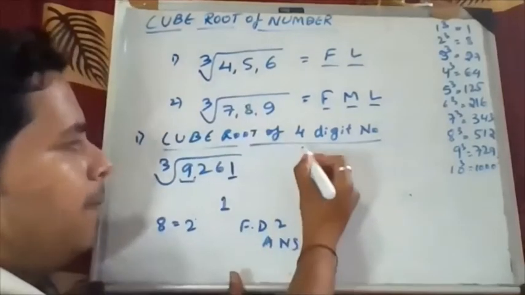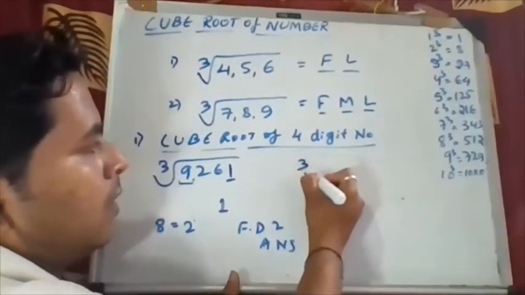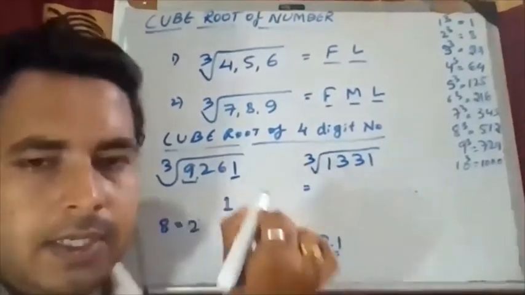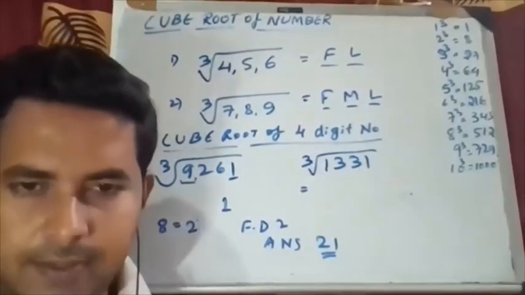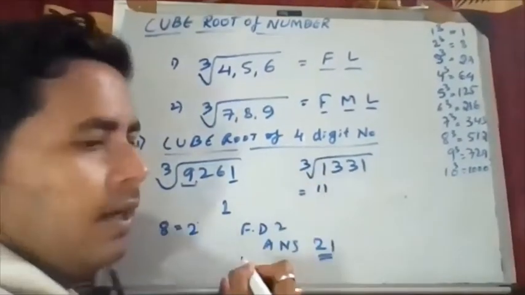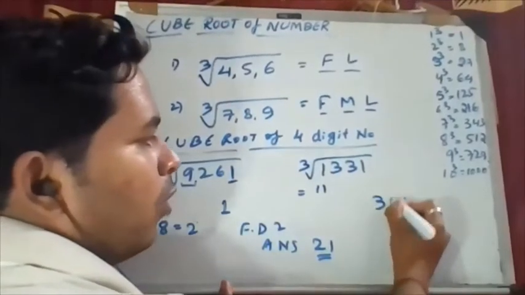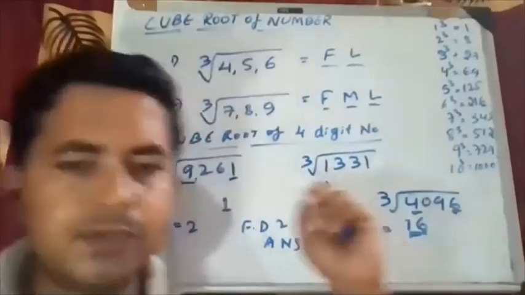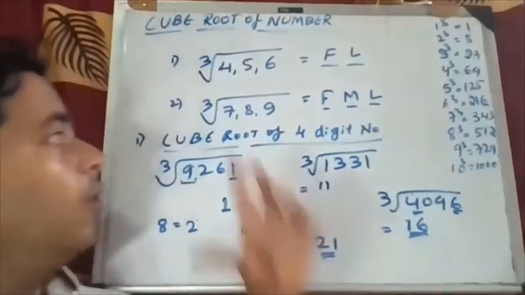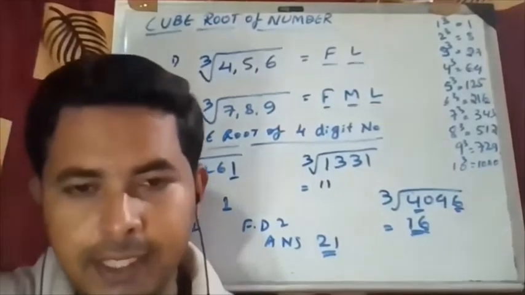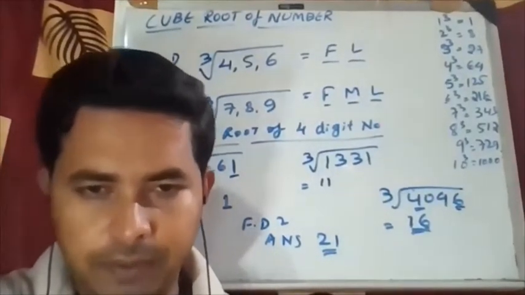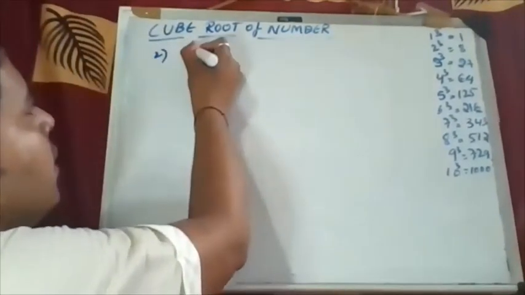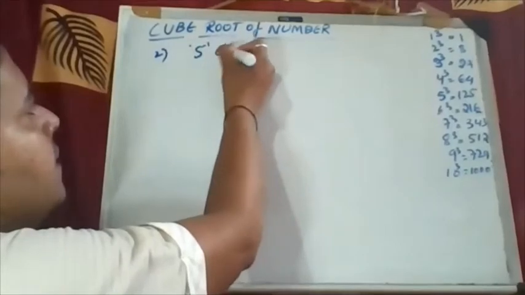Now you people try cube root of 1331. Give me the answer in less than 2 seconds. This value will be 11. Now give me the answer of one more, cube root of 4096. In this way, we find a cube value of 4 digit. Now we'll see cube value of 5 digit number.